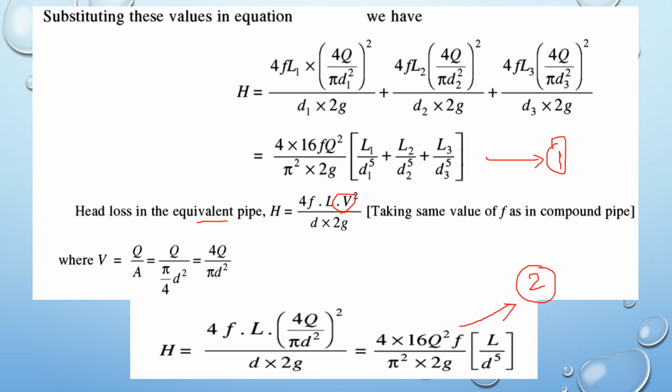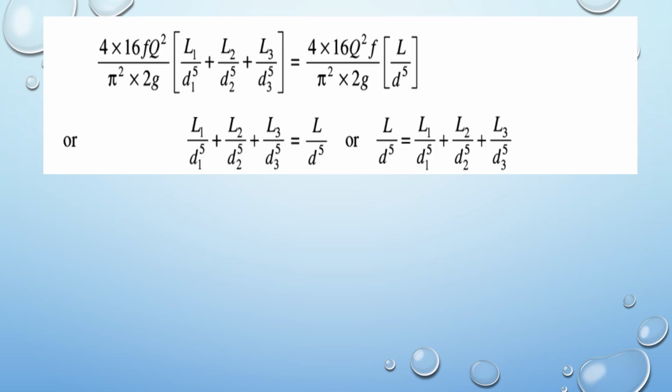Coming back to the definition, we know that an equivalent pipe is a pipe which should have the same head loss as that of the compound pipe. So as per our definition, equation number 1 and 2 should be equal. This is for the compound pipe, this is for the equivalent pipe. The head loss in the compound pipe should be equal to head loss in the equivalent pipe. So we can equate equation number 1 and equation 2. Equating these two, we can write it like this. And finally, we have our equation for the equivalent pipe, L by d raised to 5. This is our final equation.